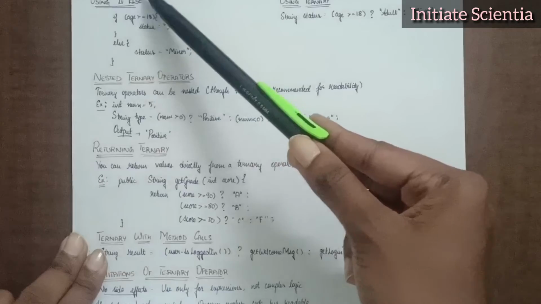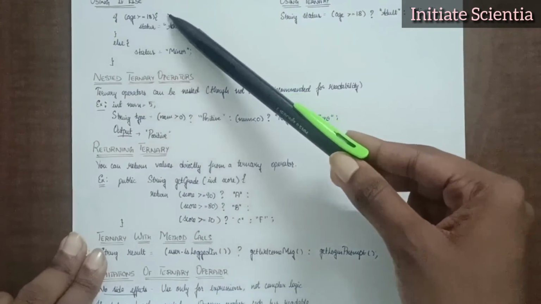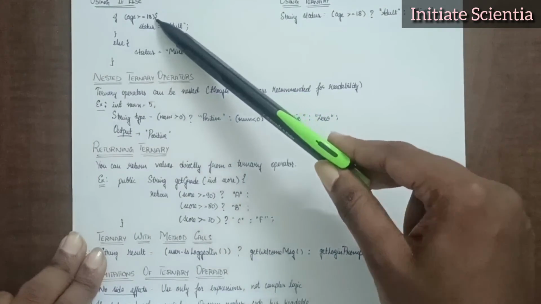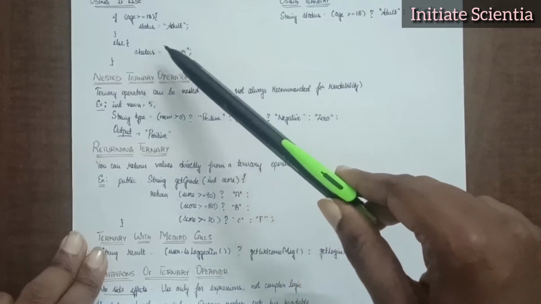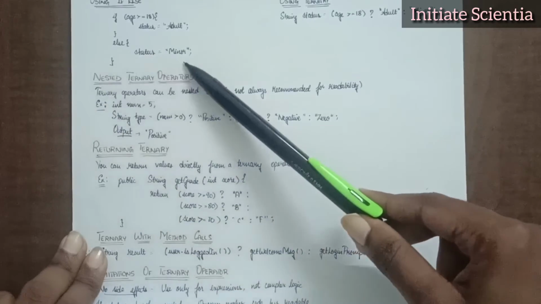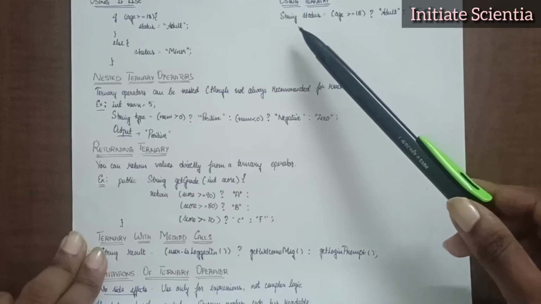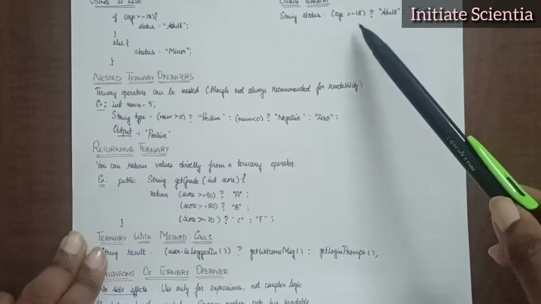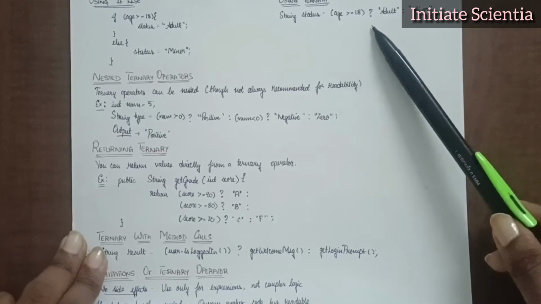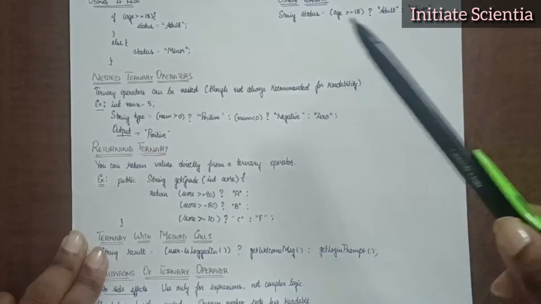Next, ternary versus if-else. Using if-else: if age is greater than or equal to 18, then status is adult, else status is minor. Using ternary, we can write it in a single line as: String status equals age greater than or equal to 18, question mark, adult, colon, minor.